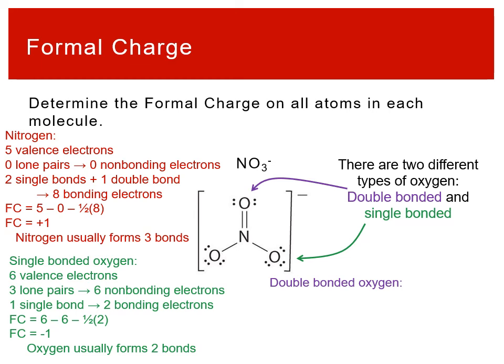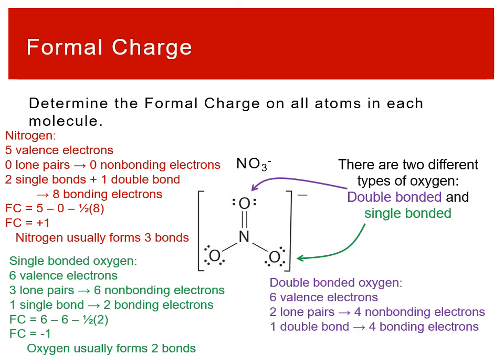Then if we look at the double bonded oxygen up top, same 6 valence electrons going in as the other one, but we can see the distribution is different. I have 2 lone pairs for 4 non-bonding electrons, and then 1 double bond for 4 bonding electrons. So when I look at the formal charge now, I get 0. So that double bonded oxygen is lining up with what we would expect with 2 bonds on the oxygen atom, so it gets a formal charge of 0.